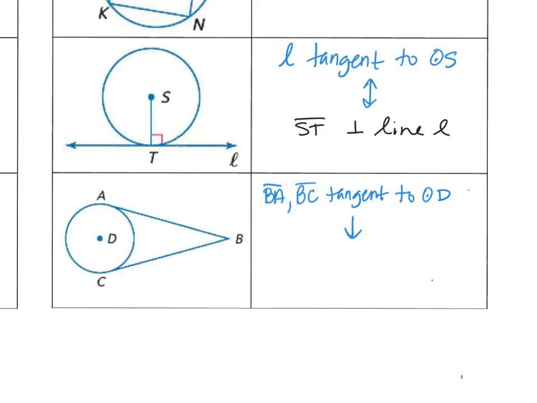All right, in the next theorem, we have two segments, segment BA and BC, that are both tangent to circle D. So you can see in the picture we have two segments that are tangent to the circle from the same exterior point, and the conclusion is going to be that those two segments are congruent to each other. So if segment BA and segment BC are both tangent to circle D from the same exterior point, then we can conclude that segment BA is congruent to segment BC.